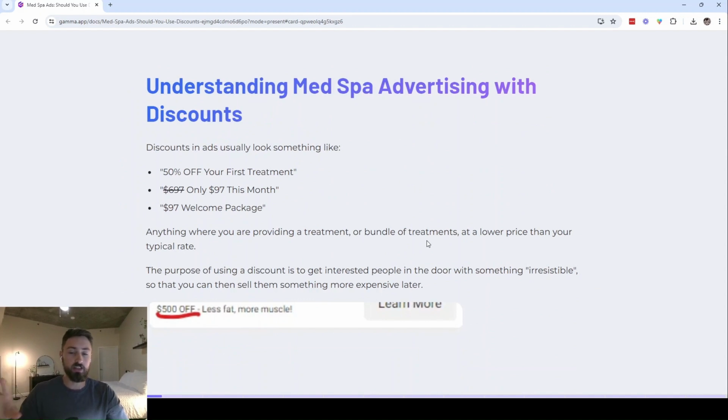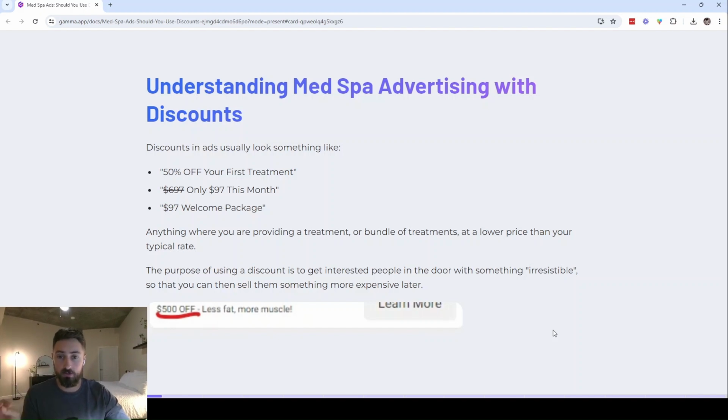So first off, let's just take a minute to understand med spa advertising with discounts in the first place. So discounts usually, and I probably don't have to say this, look something like 50% off your first treatment. It's typically $697 and today it's only $97. A $97 welcome package of some sort, right? Anything where you're providing a treatment or a bundle of treatments at a lower price than your typical rate. And I know you're like, why are you even telling me this? I think defining it is actually really important for the rest of this video.